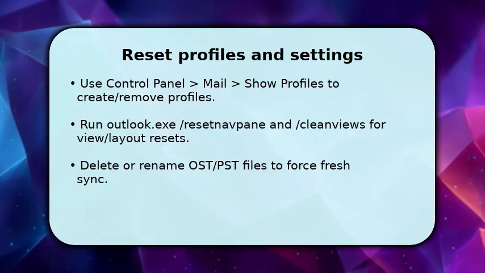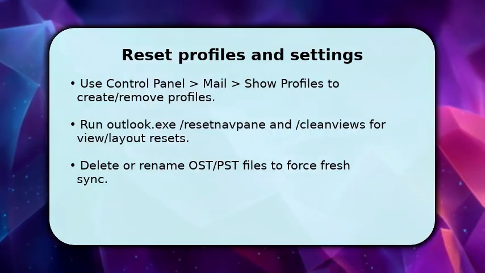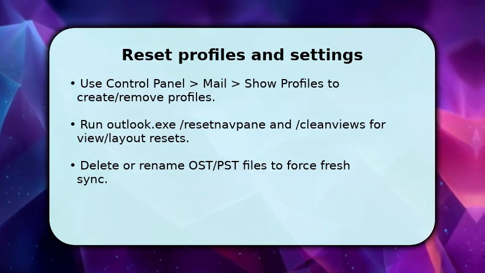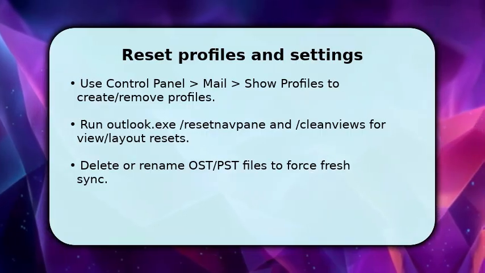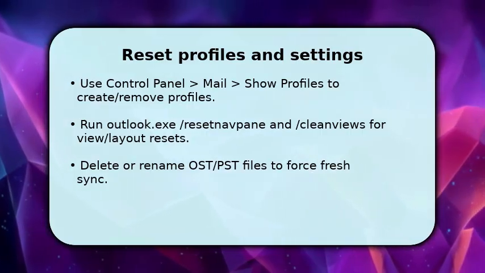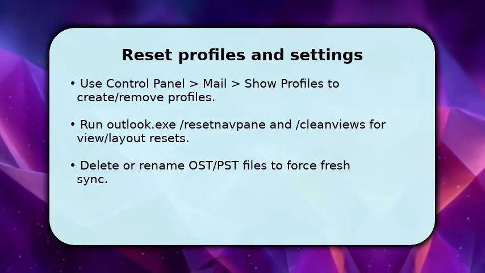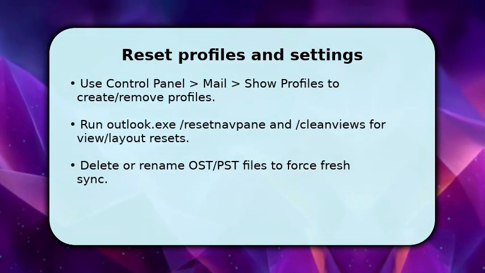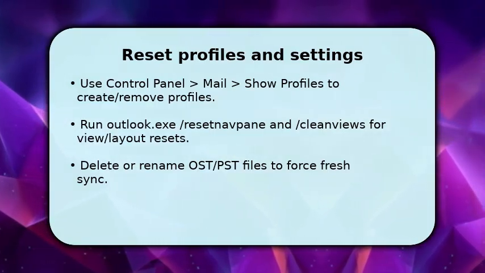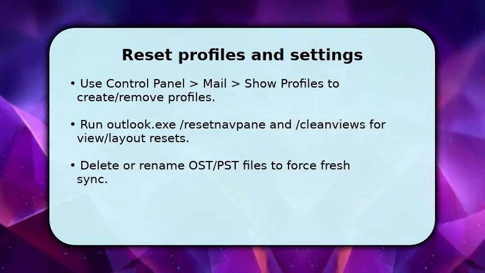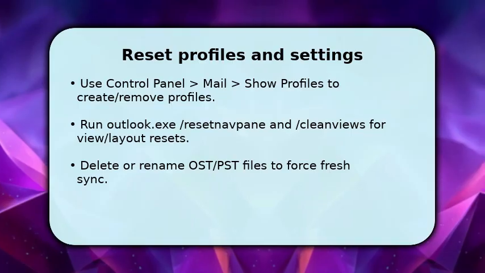You now perform the core reset actions. Open Control Panel, choose Mail, and create a new profile. Set it to prompt so you can test. Next, run Outlook.exe with switches like /resetNavPane and /cleanViews to clear navigation and custom views. These commands remove corrupt UI state. Then locate and rename existing OST/PST files so Outlook rebuilds mail caches. Finally, add your account to the new profile and allow a full sync so content repopulates.